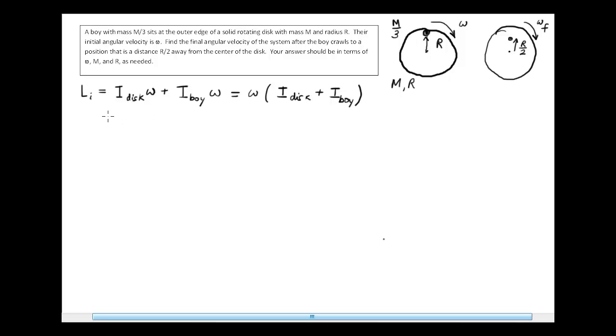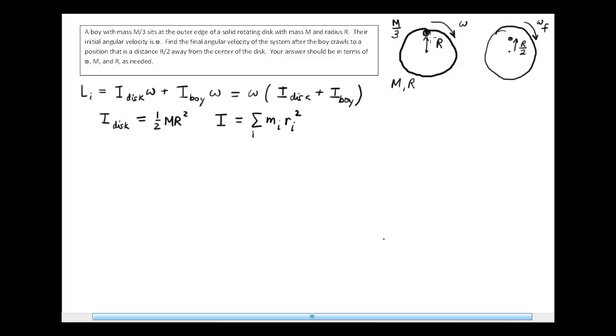So what do we do? I disk, that's easy, because if this is a uniform solid disk, then the moment of inertia should be 1/2 the mass times the radius squared. Now what about the I of the boy? Remember that when we first defined the moment of inertia, we did it initially in terms of the summation, where we break down an object into all of its component pieces, and each piece has its mass multiplied by the square of the distance from the axis, which is what the r sub i means.